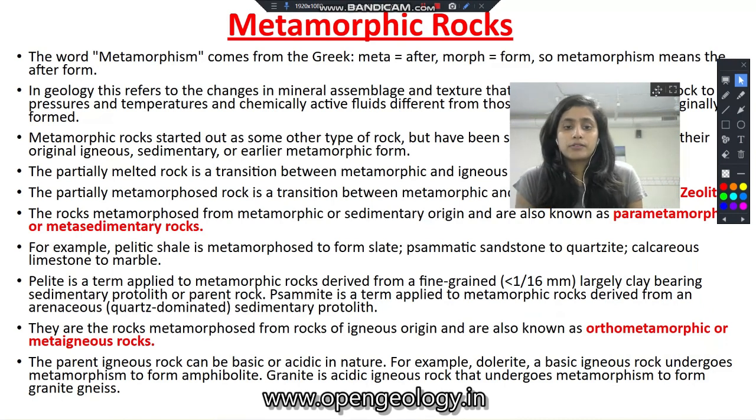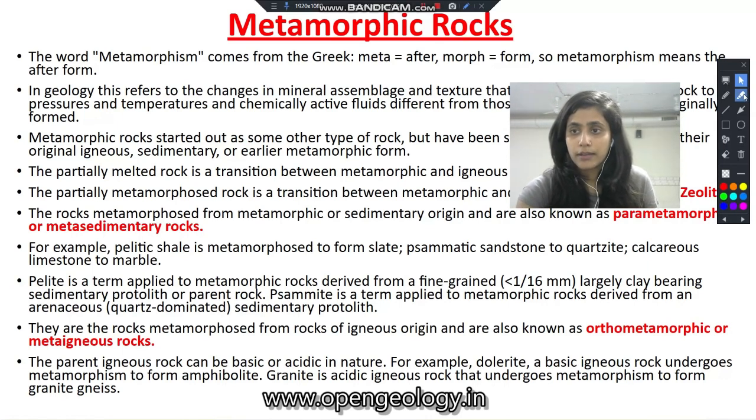Now the parent igneous rock can be basic or acidic in nature. For example, dolerite is a basic igneous rock that undergoes metamorphism to form amphibolite, and granite is an acidic rock. And if the parent rock, the protolith, is igneous, then the term used after metamorphism is orthometamorphic or meta-igneous rock. So we need to know what term is used depending on whether the parent rock is igneous, metamorphic, or sedimentary. Now we will move towards the next topic.